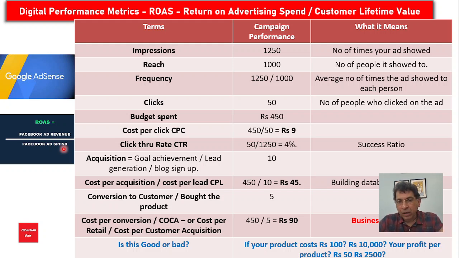All right. Now, the question we are asking ourselves is, what should be the ideal CTR? What should be a CPC? What should be a CPL? What should be COCA? Now, I assume you've understood all of these by now because I've explained them in the past few minutes. But let's look at two different answers on this.